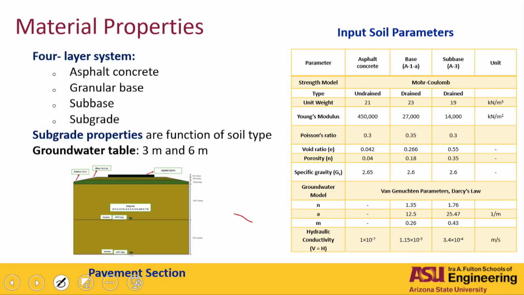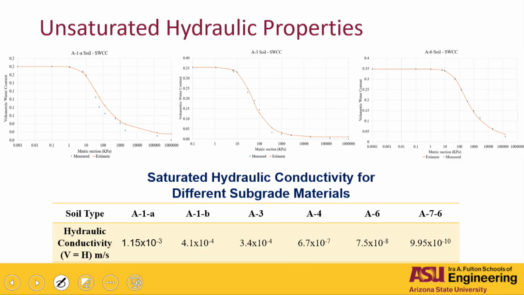We ran the groundwater model for that using Van Genuchten parameters again, Darcy's law, and these are the parameters for Van Genuchten. Saturated, I should say saturated here, hydraulic conductivity for different materials and so forth. These are the soil water characteristic curves we use. We just get some data points for A-1-a, A-3, for all of the soils. We run like 6 or 7 soils, and we just put the Van Genuchten fit through that one to figure out the parameters.